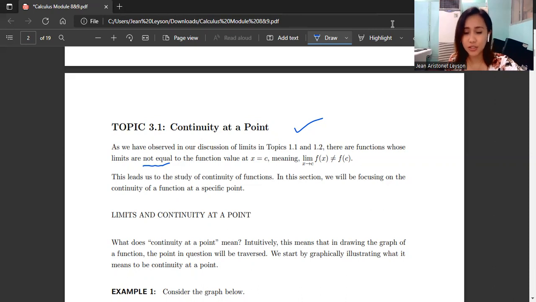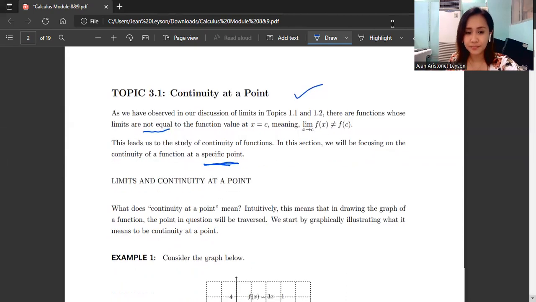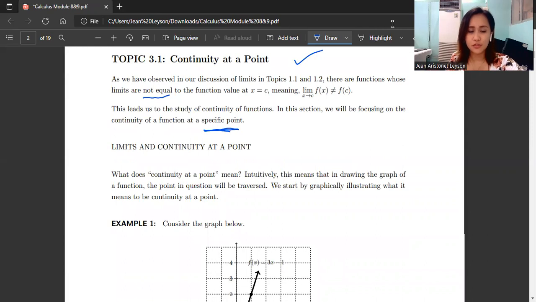So in this section, we will be focusing on the continuity of a function at a specific point. So for limits and continuity at a point, what does continuity at a point mean? Intuitively, let me just read.